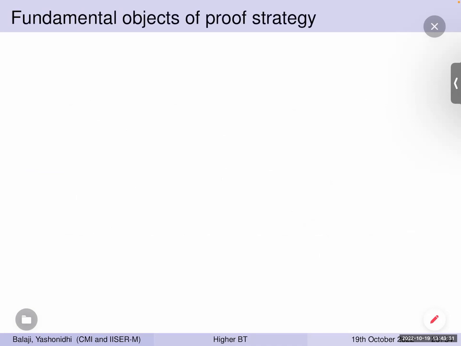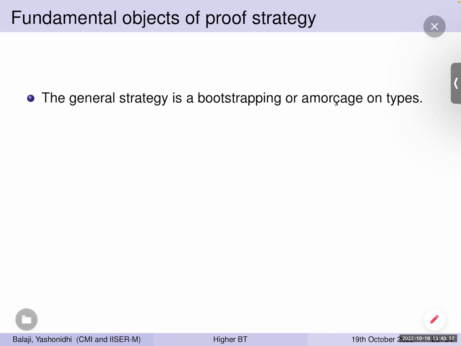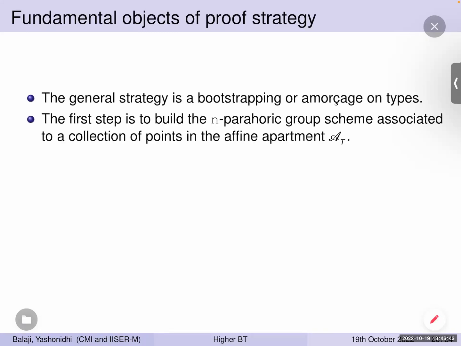Now I want to talk of fundamental objects of the proof strategy before talking of the proof strategy. The general strategy is a bootstrapping or amorçage type. The first step is to build the parahoric group scheme associated to a collection of points in the affine apartment A_T.